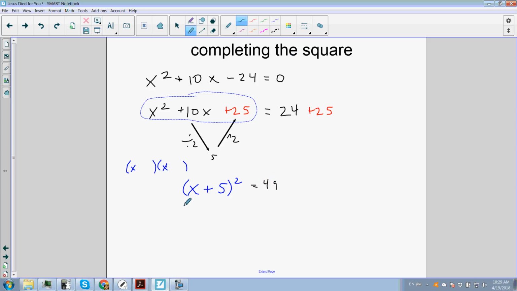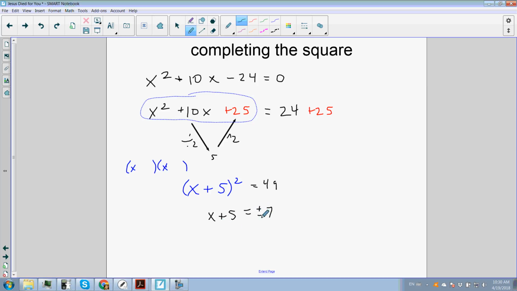And now you solve by taking square roots, which is another skill that has been learned in the past, hopefully. So we take the square root of both sides. Well, what two numbers could the x plus 5 be? What two numbers times themselves get 49? It can be positive 7 or negative 7.